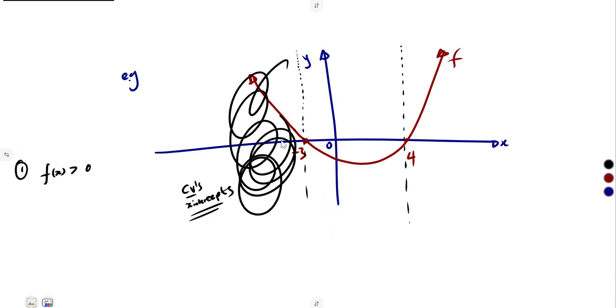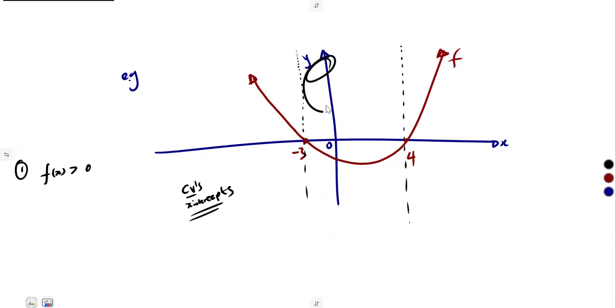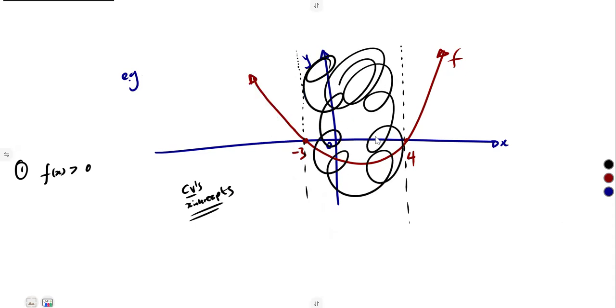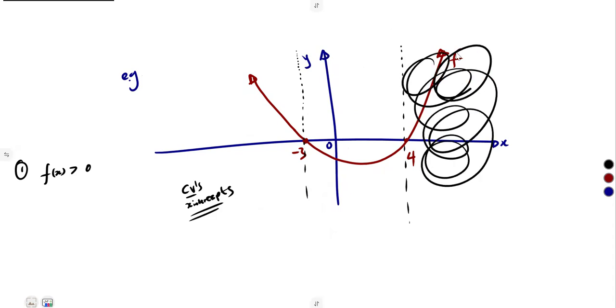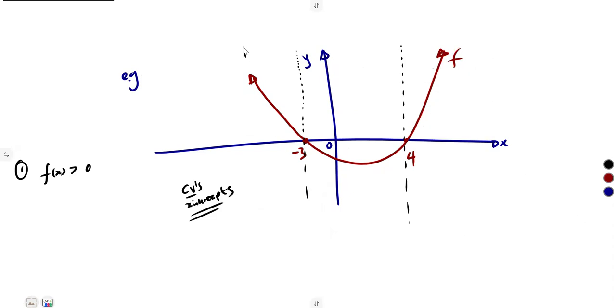This region, this side of -3, in between -3 and +4, and the values on the other side of 4. So we have 3 regions. Where is our function greater than 0? Where is our function positive? That is the condition.